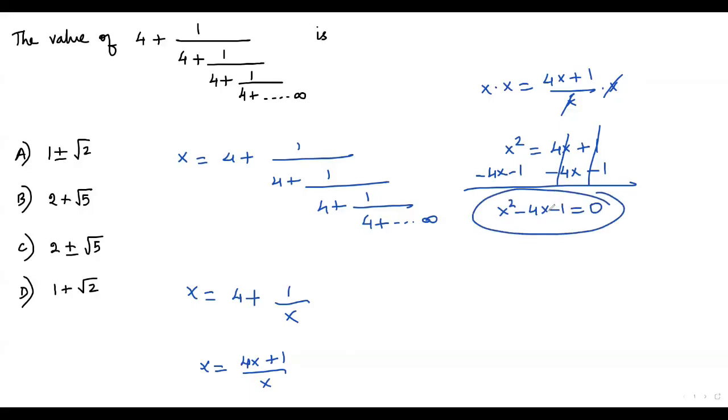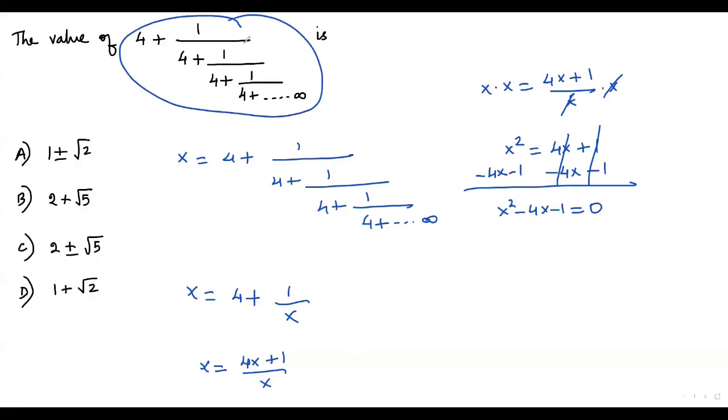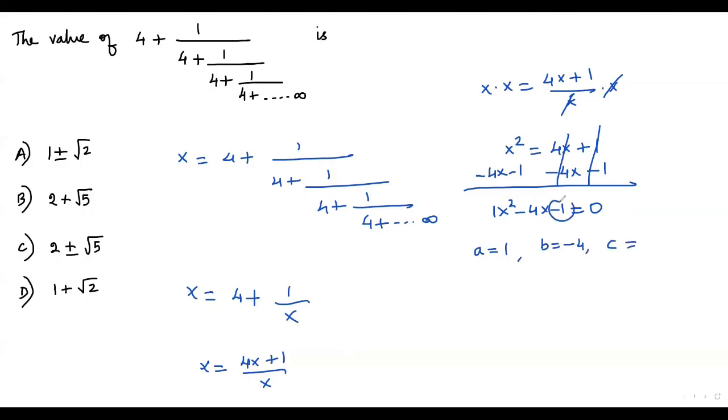My aim is to solve for x in this equation, because x represents the value of the given expression. I don't think this quadratic equation can be solved by factoring. So better we can use the quadratic formula. For that, we have to get the values of a, b, and c. So a is the coefficient of x squared. In this case, it's just 1. And the value of b is the coefficient of x. In this case, it's negative 4. And the value of c is the constant term. In this case, it's negative 1.